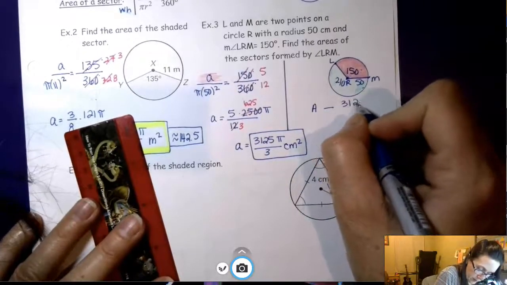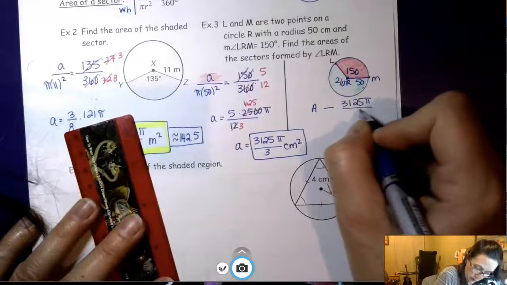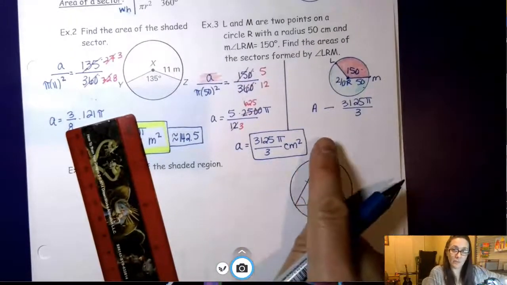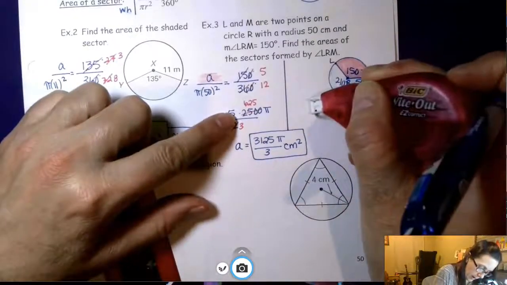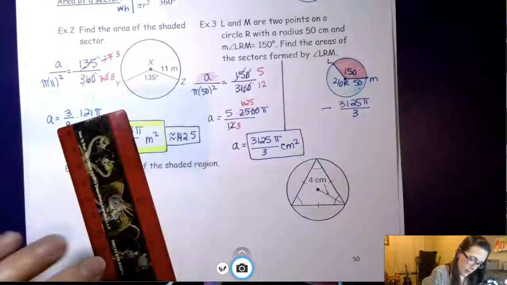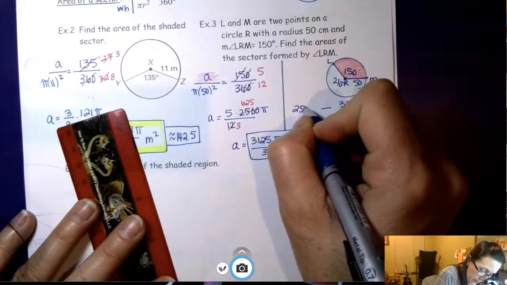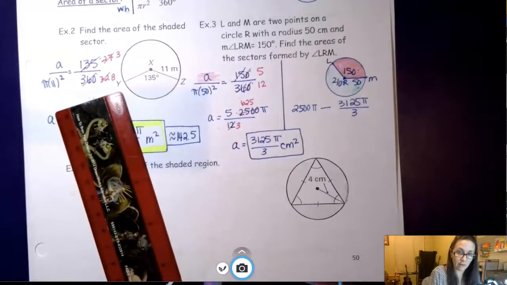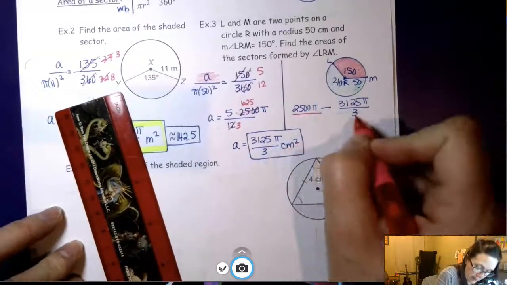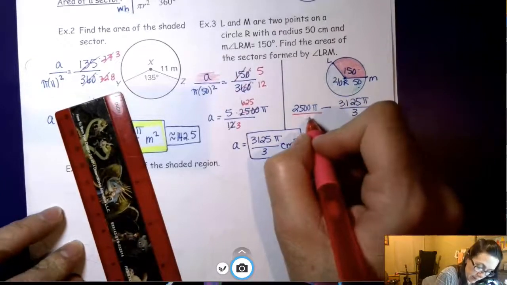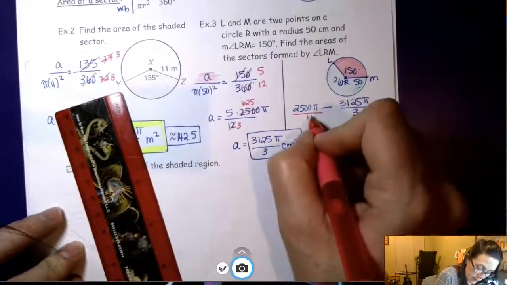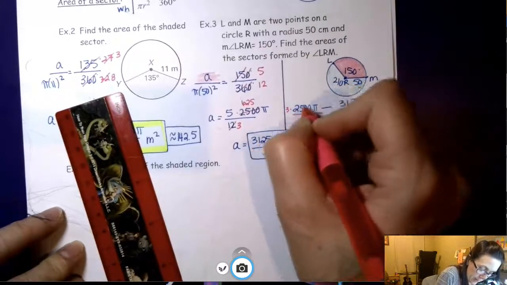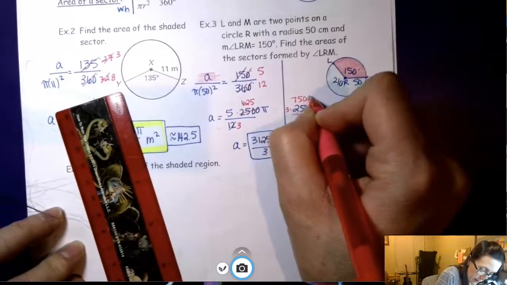3125 pi over 3. The area of the circle, I already know, is 2,500 pi. I'm going to go ahead and say 2,500 pi, except now I want it to be a fraction, and I need it to have a like denominator. So I need this denominator, it's 1 originally, multiplied by 3, it's going to be 3. So if I multiply this by 3, this top is going to become 7,500 pi.